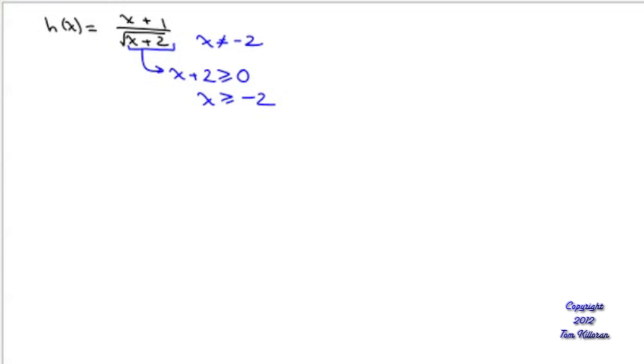Now we have a problem. The top one says x cannot equal negative 2. The bottom one says x can equal negative 2. So guess what we have to get rid of?